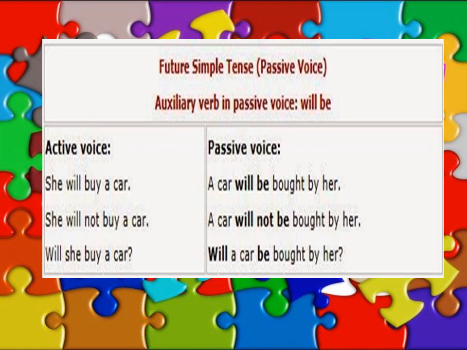In this slide, I'm going to stress that we have a helping verb in the passive voice, which is will be, and then the verb in the V3 form. So she will buy a car, and the passive voice is a car will be bought by her. So will be is the helping verb and bought is the actual verb. Another example, she will not buy a car, and a car will not be bought by her. So will not be is the auxiliary verb, which is the helping verb, and bought is the verb itself.